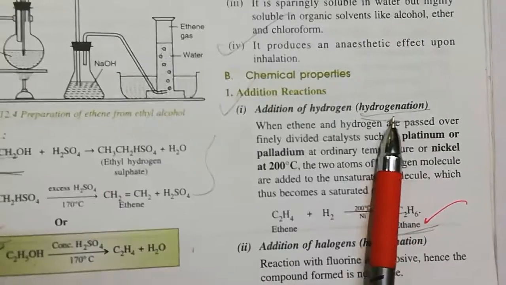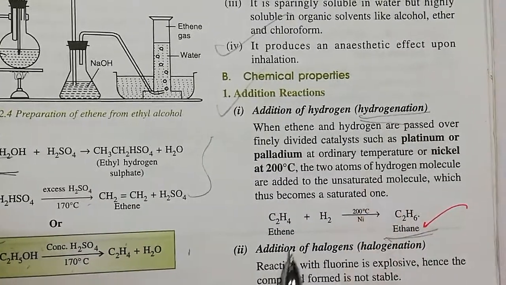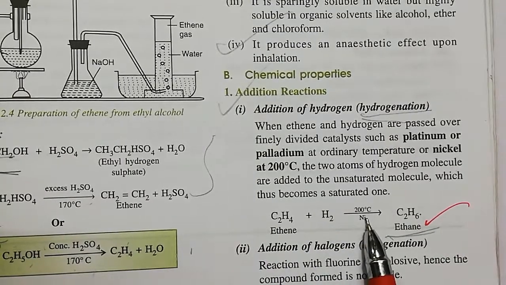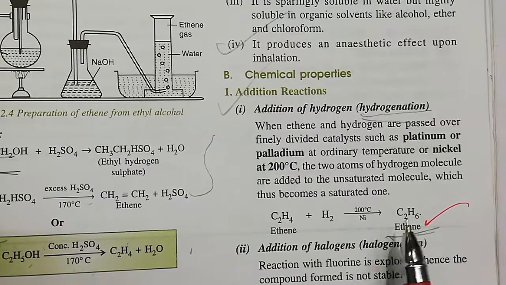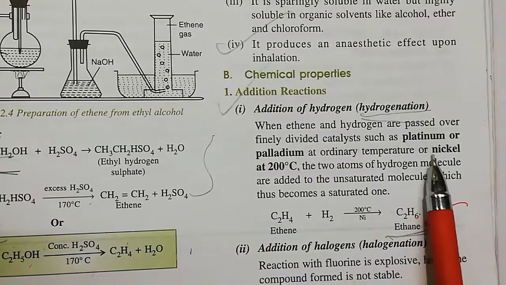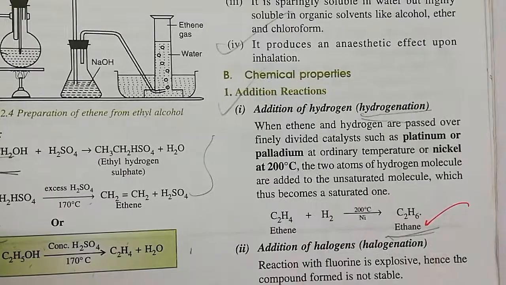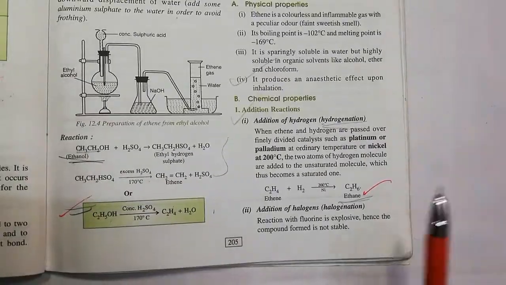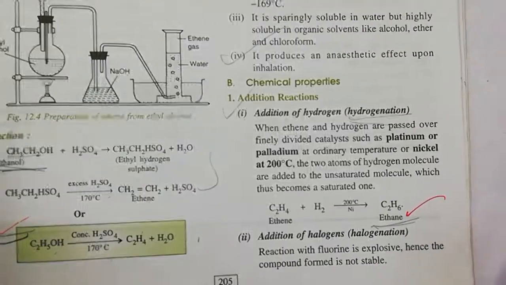Addition means something is getting added, and what is getting added here? In ethene, hydrogen can get added in the presence of nickel catalyst at about 200 degrees centigrade, and you get ethane. In place of nickel there can be other catalysts like platinum or palladium. Another reaction is addition reaction with halogen.